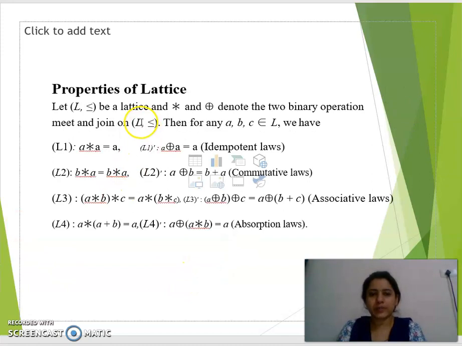So here we have some properties of the lattice. When a partial order set is a lattice, then it satisfies the idempotent law, the commutative law, the associative law, and the absorption law.